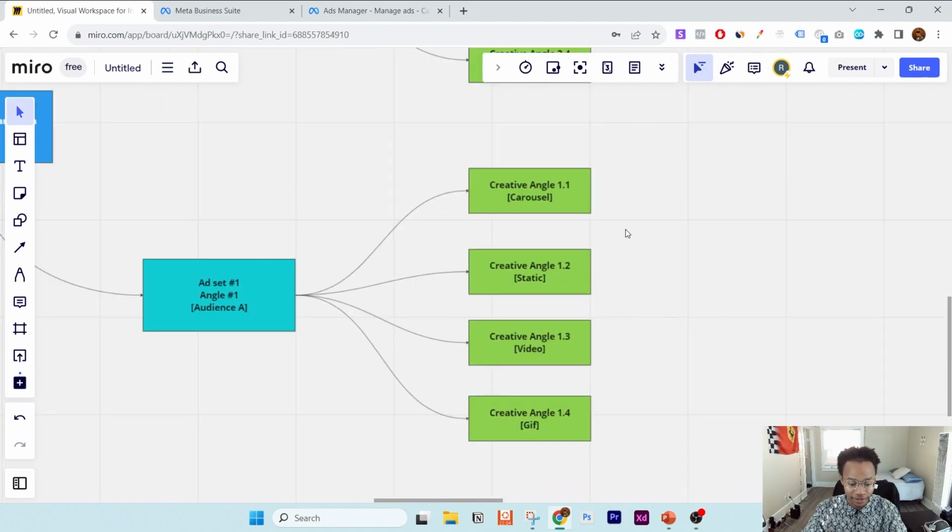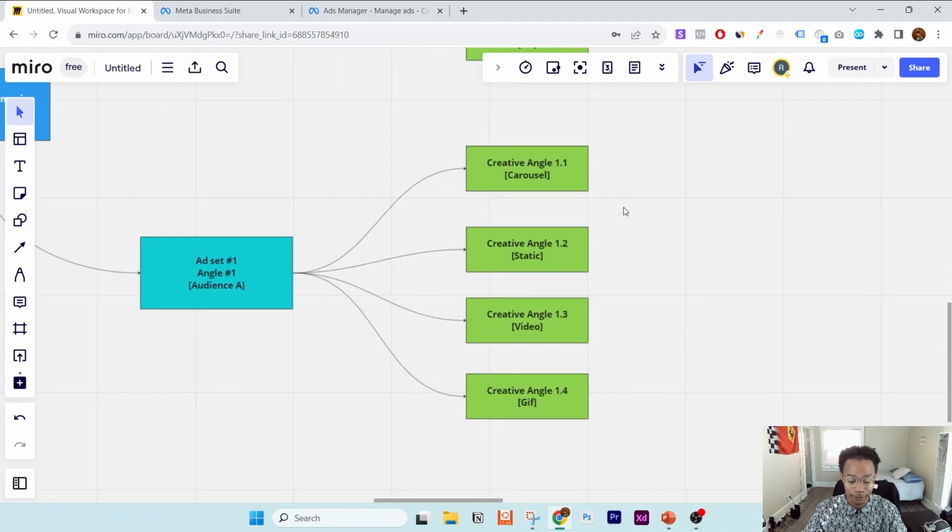Now, if we go over here to the ad level, we can see that we have creative angle 1.1, so ad set number 1, creative angle 1, and we're testing a carousel. We're also going to test a static with 1.2, a video with 1.3, and a GIF with 1.4. You want to get some creative diversification in there to see exactly what your audience likes to see. We're still testing. Although you've done your research, now it's time to implement, right?